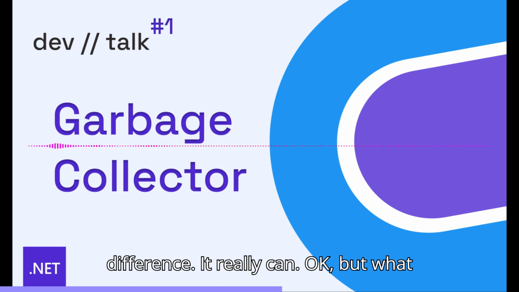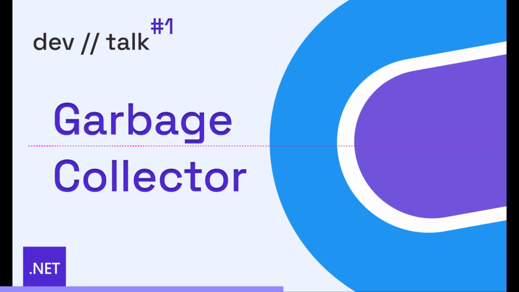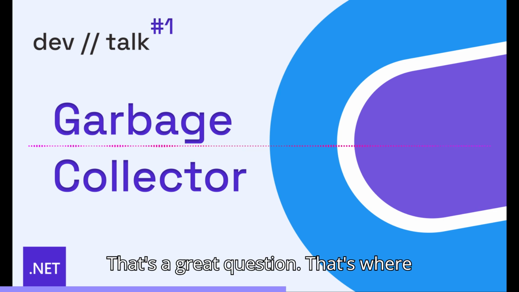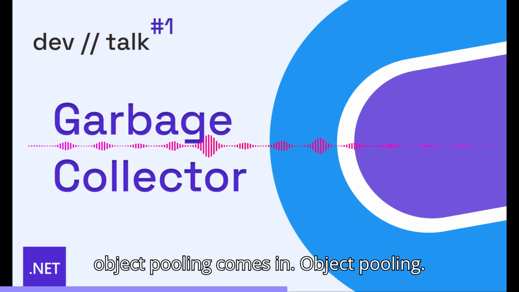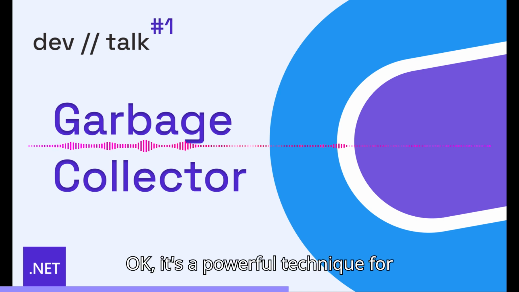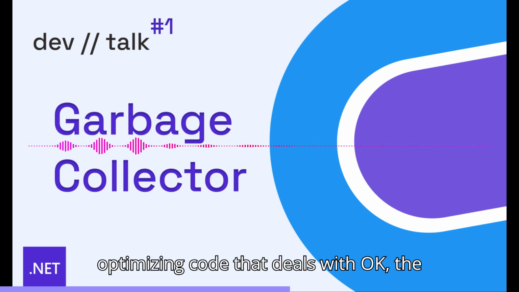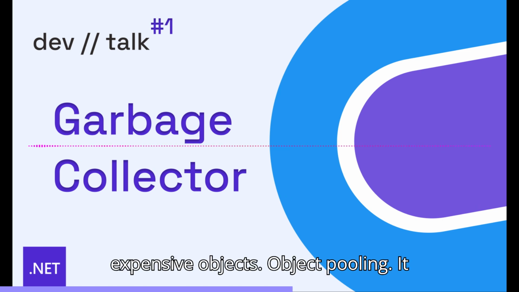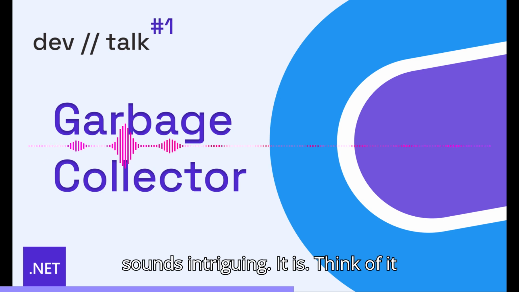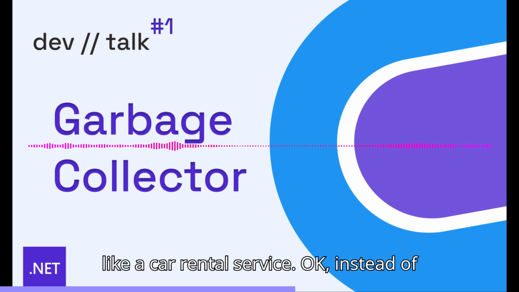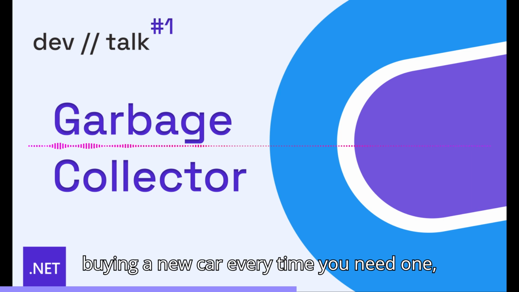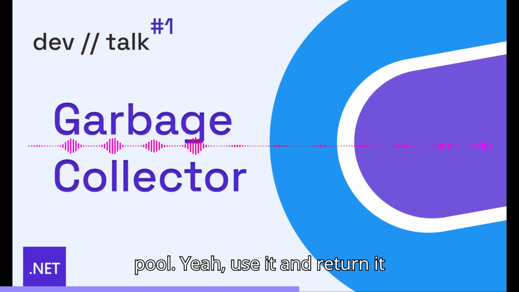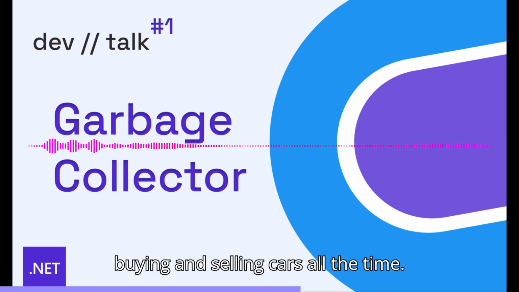It really can. But what about those situations where we're creating and destroying lots of objects? Are there techniques for handling that? That's a great question. That's where object pooling comes in. It's a powerful technique for optimizing code that deals with the frequent creation and destruction of expensive objects. Think of it like a car rental service. Instead of buying a new car every time you need one, you simply rent a car from the pool, use it, and return it when you're done. No need to keep buying and selling cars all the time.